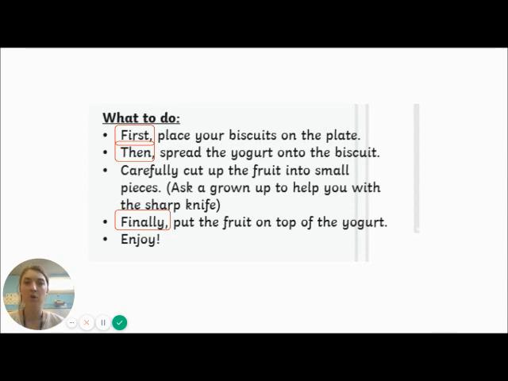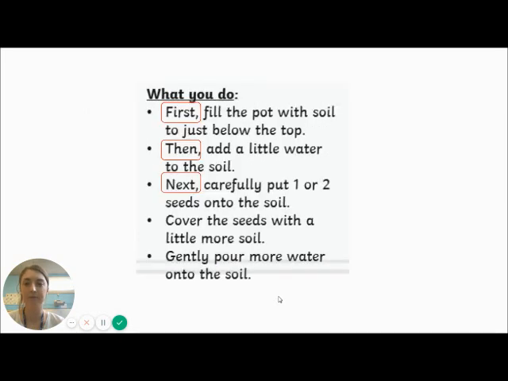Enjoy. So we know what order they go in because it's told us. It said this is the one you do first, then you do this, finally you do this. So it makes it nice and clear.